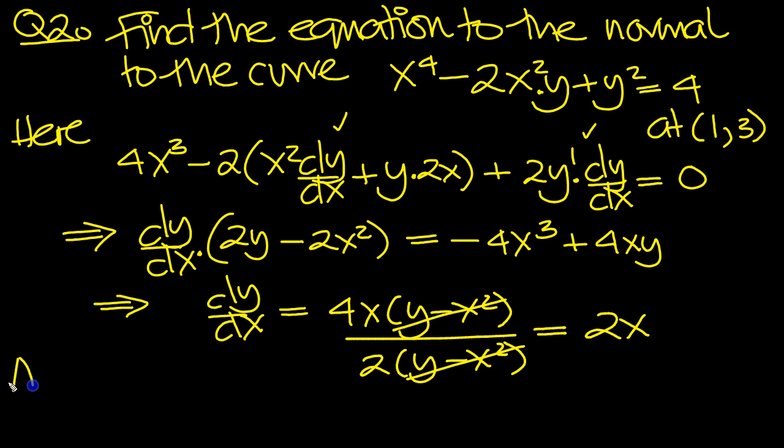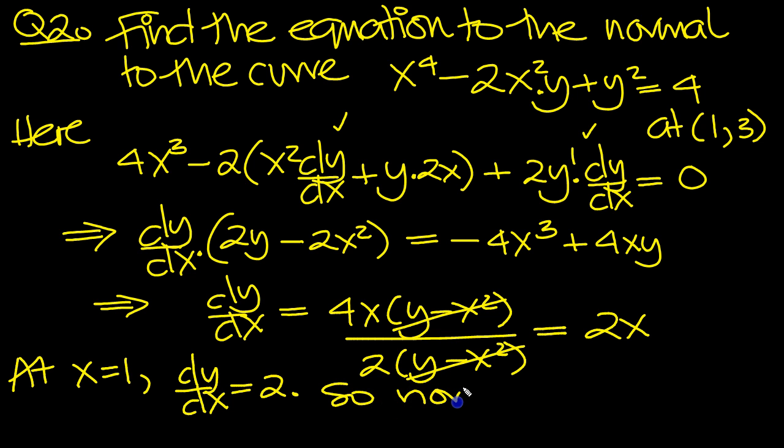So at x equals 1 then, dy dx is equal to 2 times 1 is 2. So the normal gradient then, or the gradient of the normal, we know is going to equal minus a half, because that times 2 will give minus 1. So there's our normal gradient then.